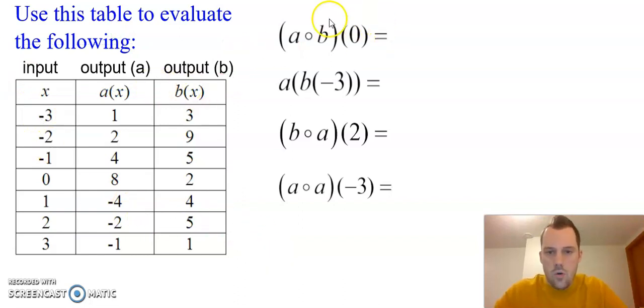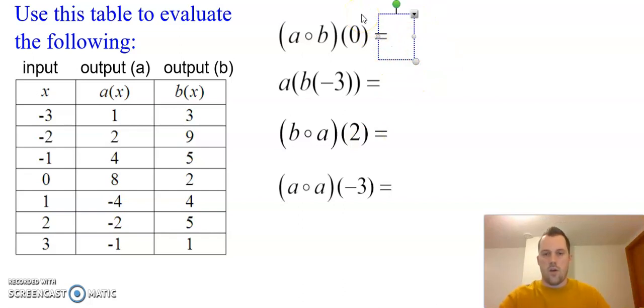Again, we see that we've got our notation written a little differently. Open circle, or written with the other parentheses, those both mean the same thing. So if these were both a of b of 0, they would mean the same. So we're going to go ahead and do the first one, a of b of 0.